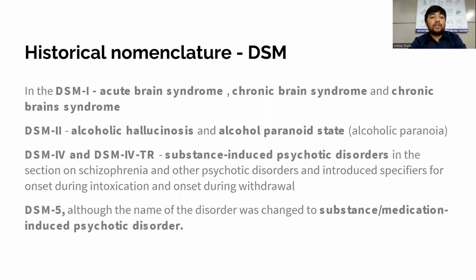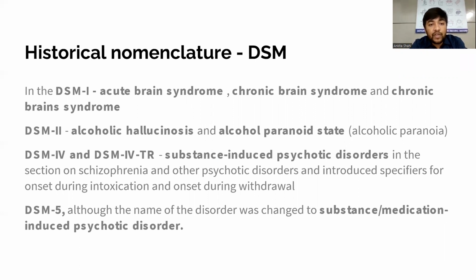So coming to the history a little bit, in DSM-1, it was basically called acute brain syndrome and chronic brain syndrome. This was used to refer to psychotic disorder, usually due to a secondary cause. In DSM-2, alcoholic hallucinosis and alcohol paranoid state were included. So it was formally recognized around that time that alcohol is causing a paranoid state.